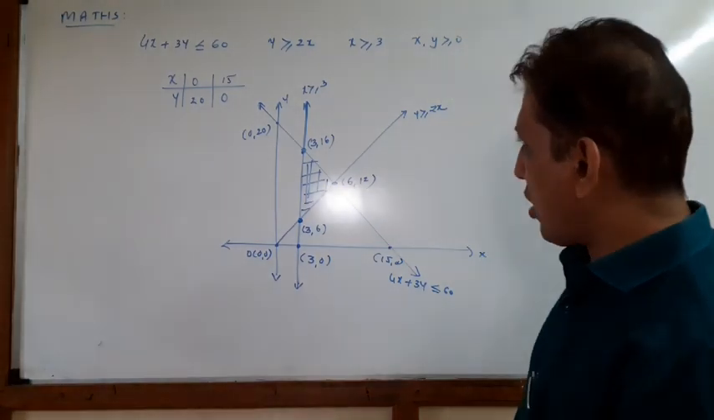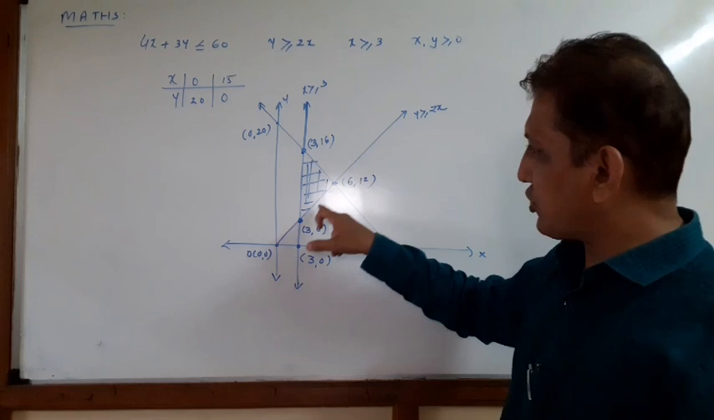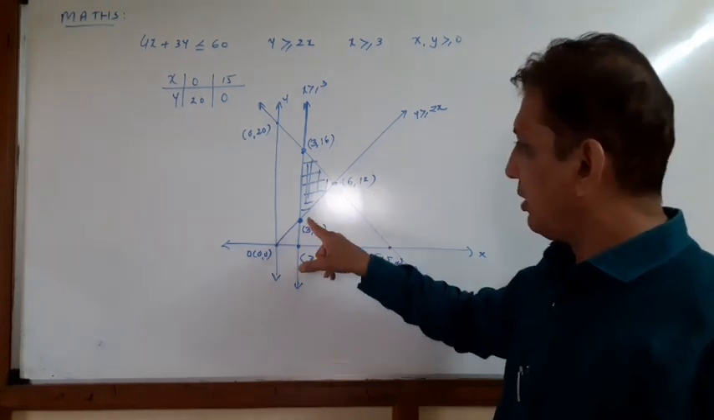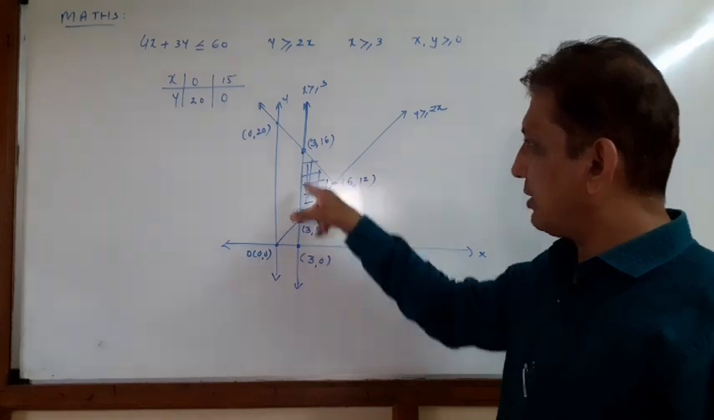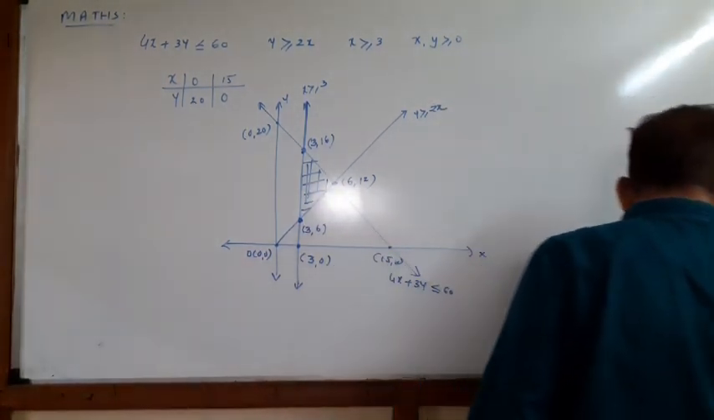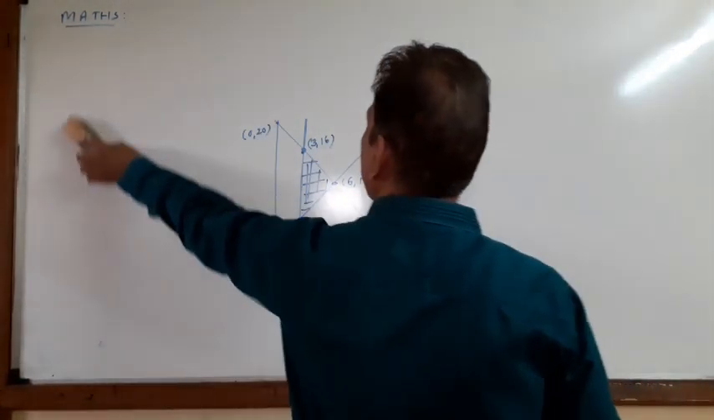Okay. So this is the common intersection of these three lines. This portion is the common one. Simply a triangle. Right? Did you understand? Continue. Next question.